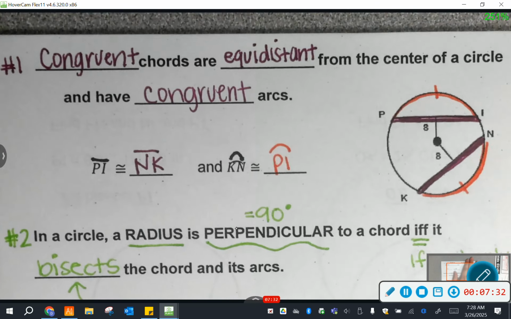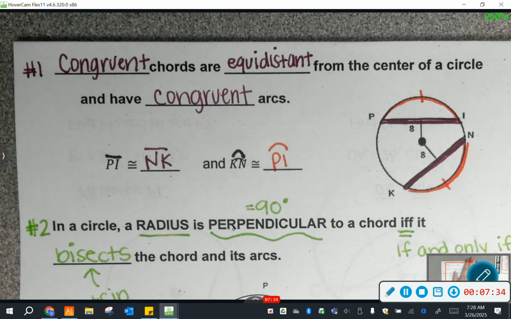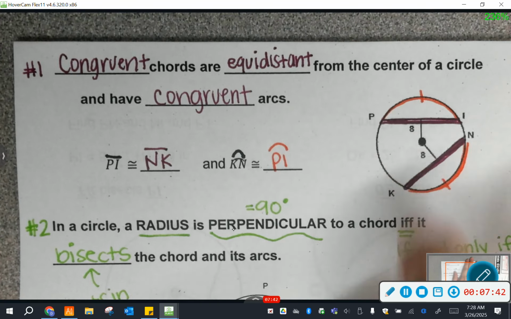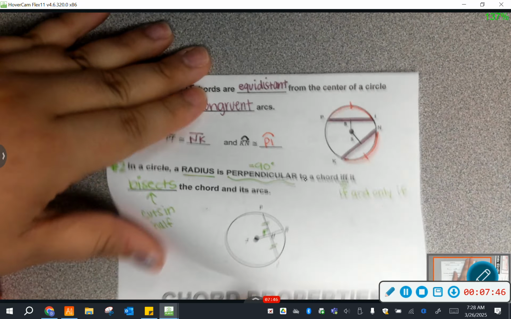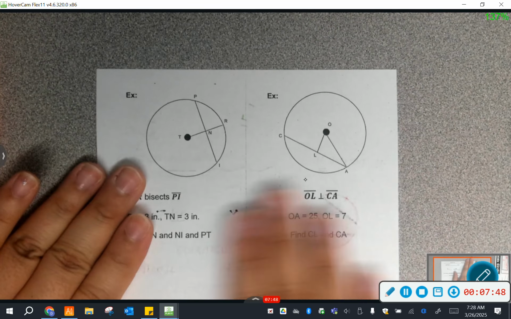Oh, yeah. Oh, the second word, yeah, equidistant. That just means equal distant. So because they're both 8 right here, they're equidistant. Perfect, thank you. All right, let's open up. We have 3 examples to do.